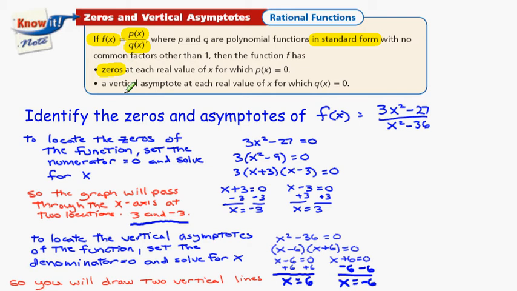then the function f of x has zeros, in other words crossing the x-axis as you graph this, at each real value of x for which the function in the numerator is equal to 0, and vertical asymptotes, that is lines going up and down through the x-axis at each real value of x for which the bottom rational function is equal to 0. So let's take a look at a specific example.